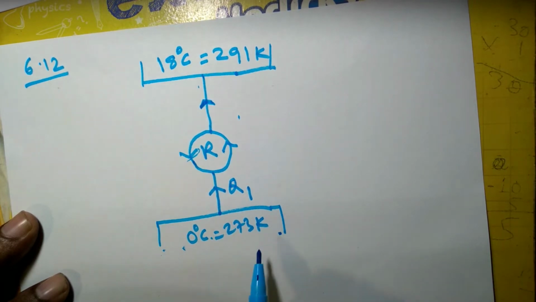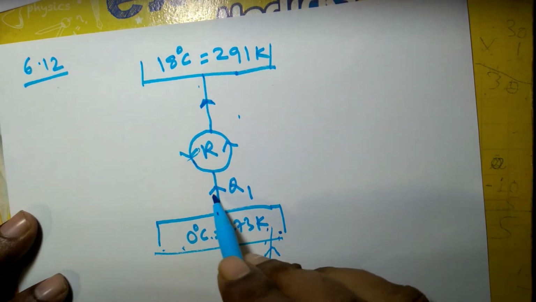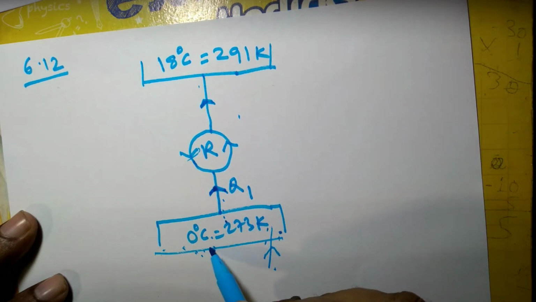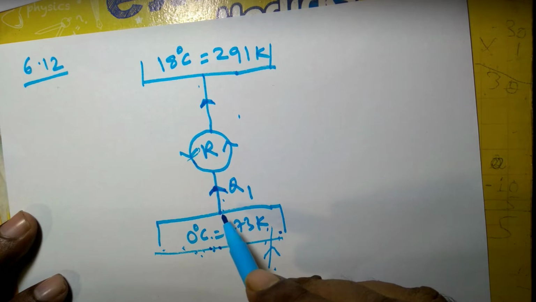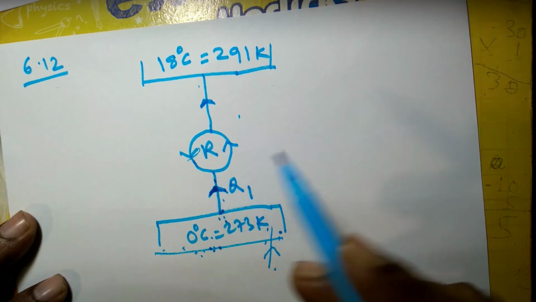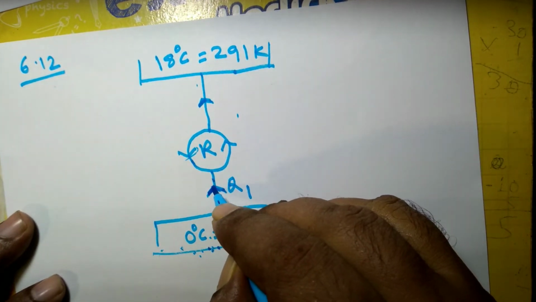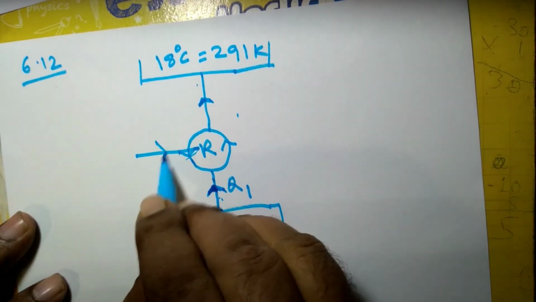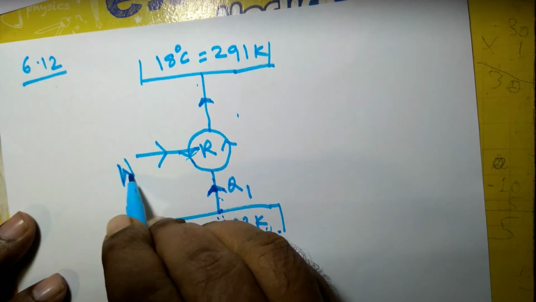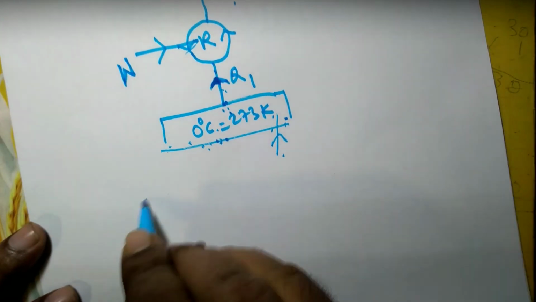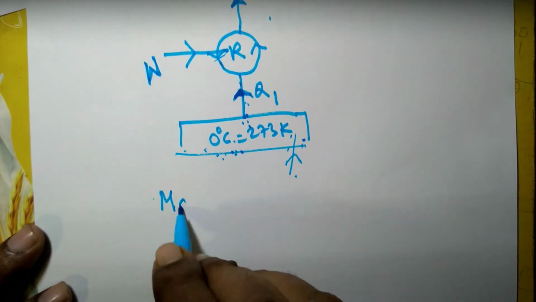So if heat flows to this space, suppose Q1 heat flows to this space, the same Q1 heat has to be removed by the refrigerator so that the temperature will be maintained at this point, and ice could be produced. Ice could be produced by extracting heat from this. So suppose this is the heat to be removed, Q1. W is the work input. So the minimum work input is required, and the maximum COP applies in this case.